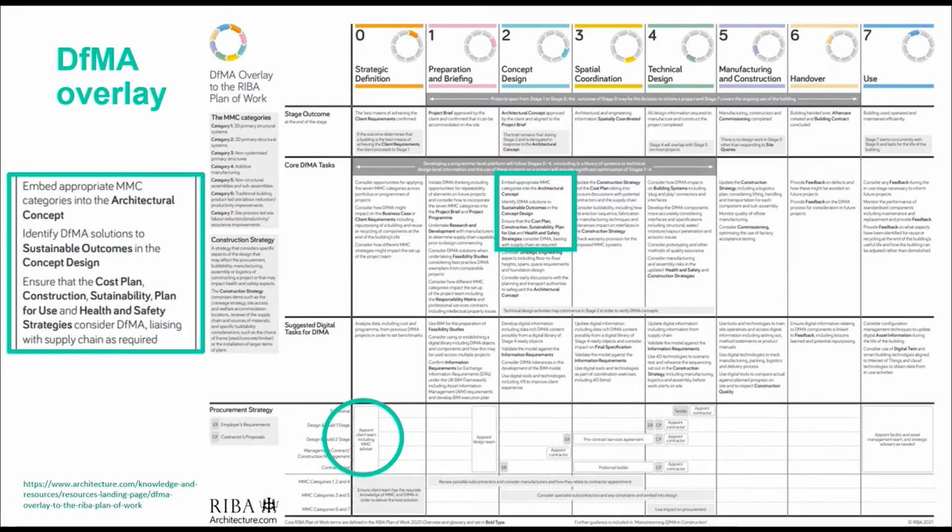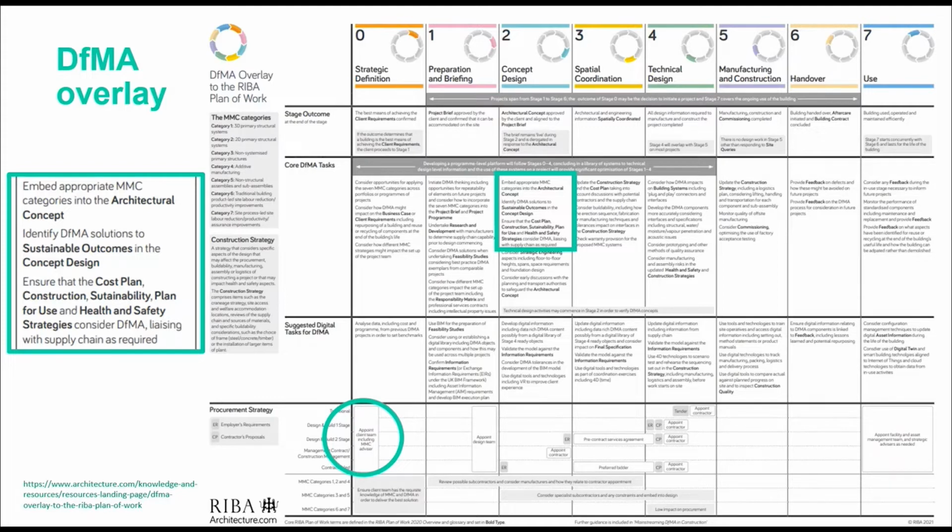The new edition was released 1 year ago and is based on 5 years of evolution, including the launch of the definition of the 7 categories of modern methods of construction, which we'll cover in a moment, and aligns with the RIBA plan of work 2020. You can download the DfMA overlay to the RIBA plan of work using the link on the screen.